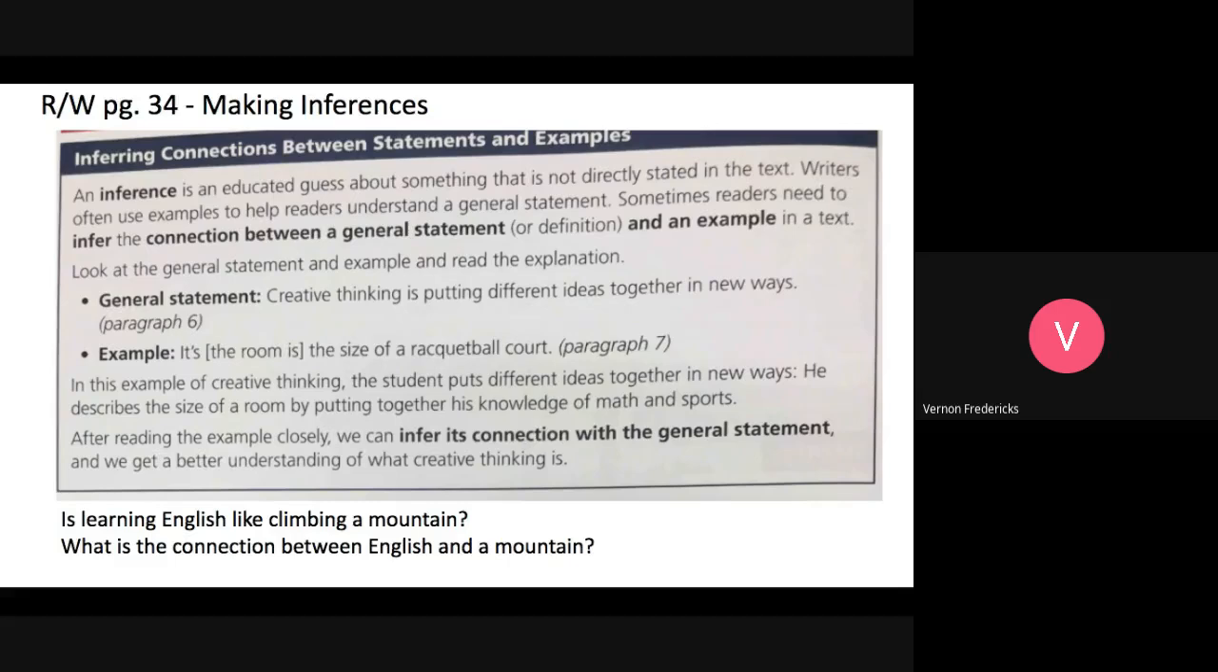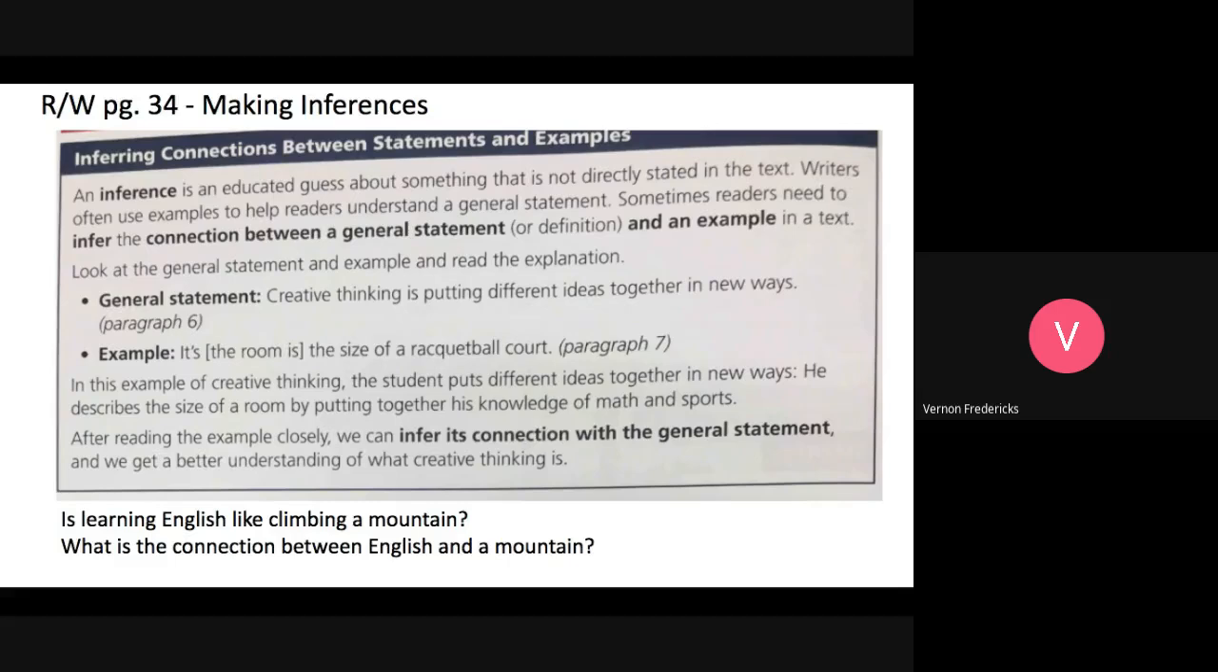General statement. Creative thinking is putting different ideas together in new ways in paragraph 6. Example, it's the room size of a racquetball court or a tennis court, yeah? In this example of creative thinking, the students put different ideas together in new ways. He describes the size of a room by putting together his knowledge about math and sports. After reading the example closely, we can infer its connection with the general statement. Okay.